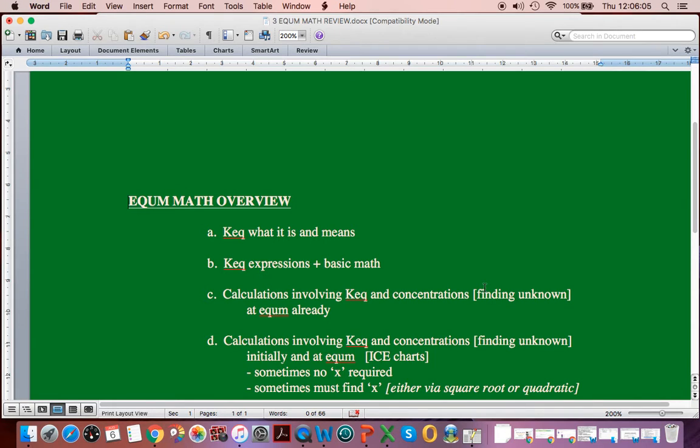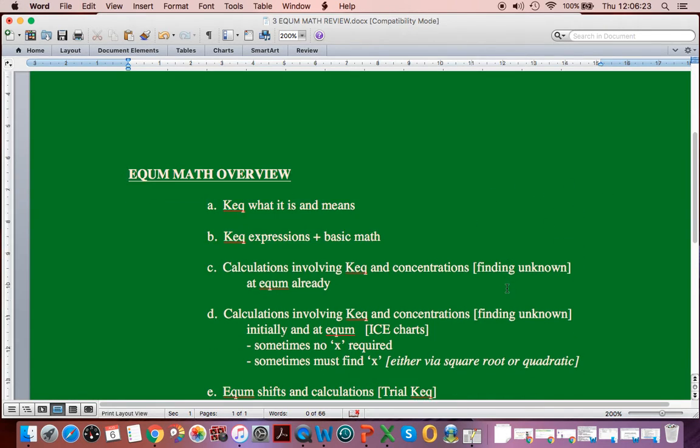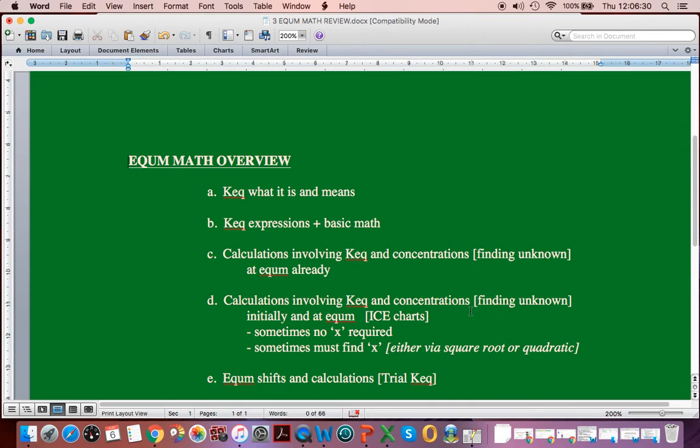D, now things start to get a little more interesting. We're going to give you questions where we aren't necessarily starting at equilibrium. We'll give you starting concentrations, and then we may give you some information about the equilibrium, and you'll have to do what are called ICE charts. Occasionally you will end up with a quadratic. So D is probably the toughest part of the section, but it's still not that tough.